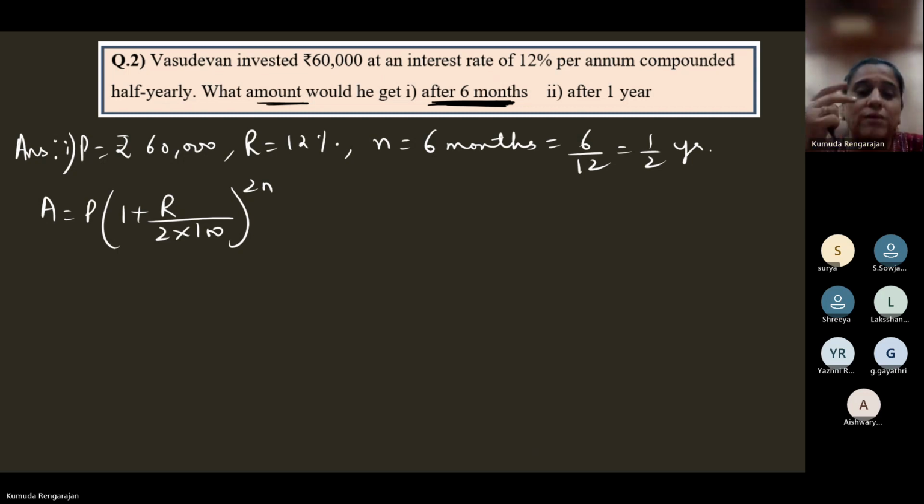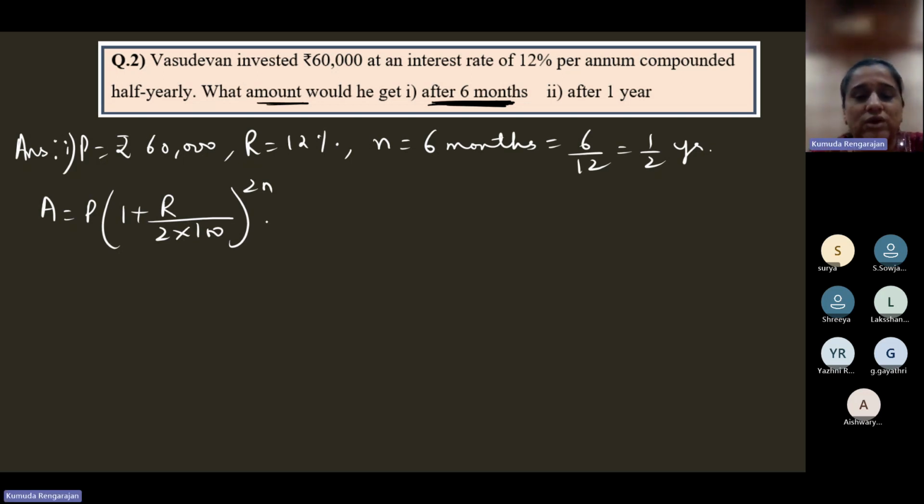So amount is equal to P into (1 plus R by 2 into 100) to the power of 2n. 2n because interest will be given twice, right? Twice interest will be given. 1 year once usually, but this is after 6 months. So in a year, twice it will be given. But the rate of interest will not be 12% for 6 months. It will be only 6%. That's why R by 2.